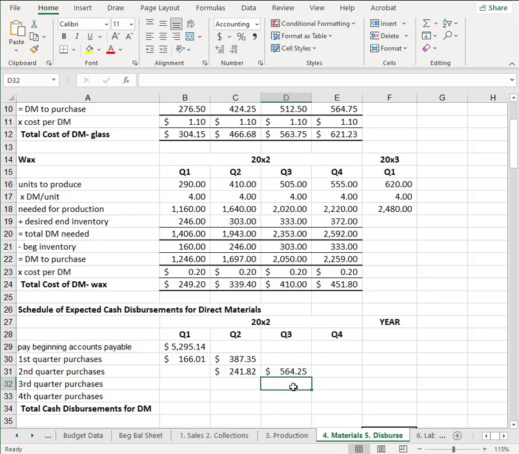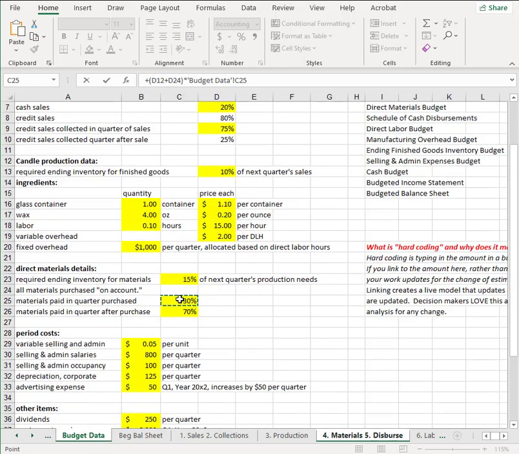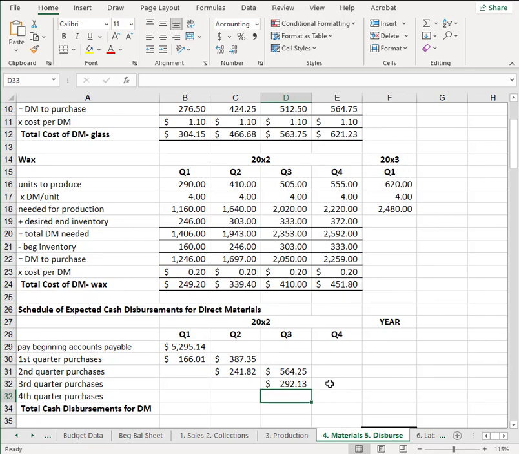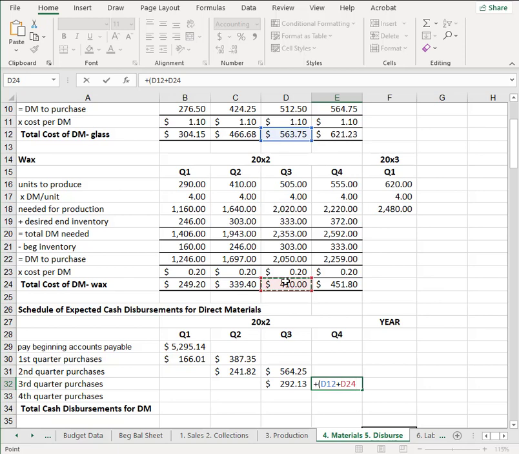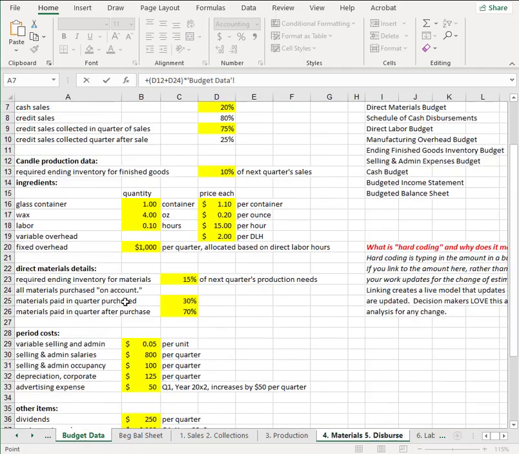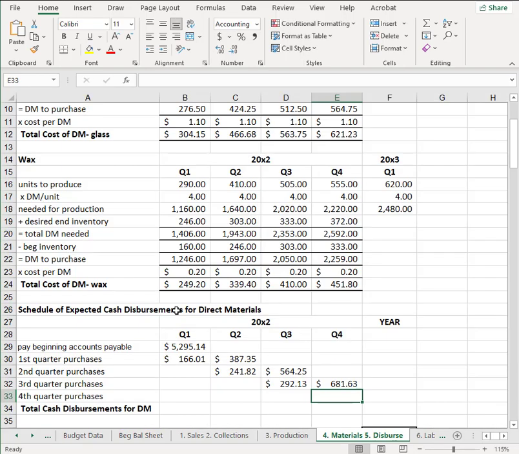All right, third quarter purchases. I'm going to do 30% of them being paid in the third quarter, but I'm not going to type that in. I'm going to link back to the original data so that if it changes, and it can, my whole budget will update for that. And then I need the remainder here for the third quarter times the remaining 70% that will be paid in the quarter after the purchase.